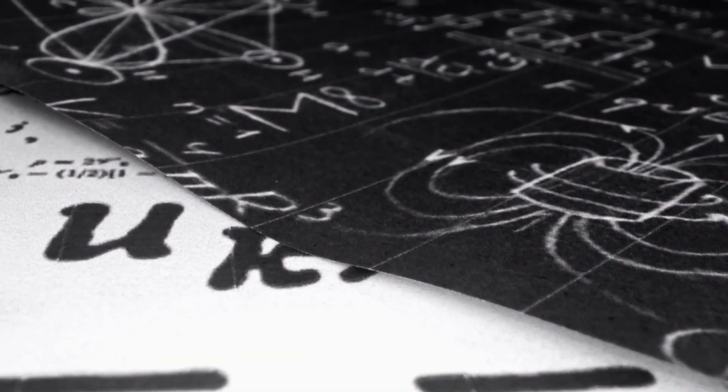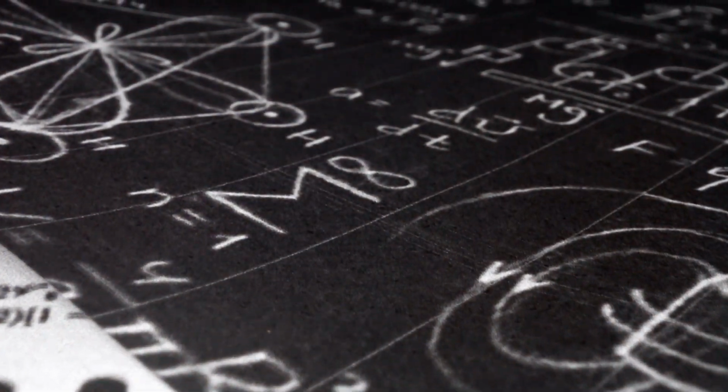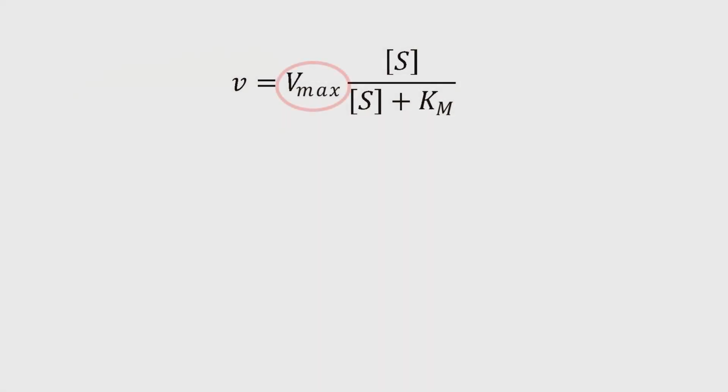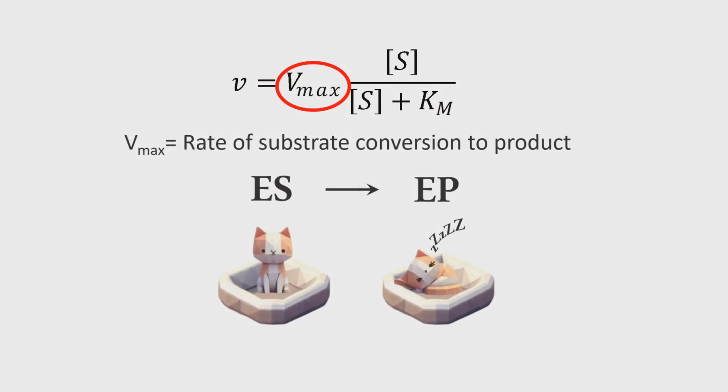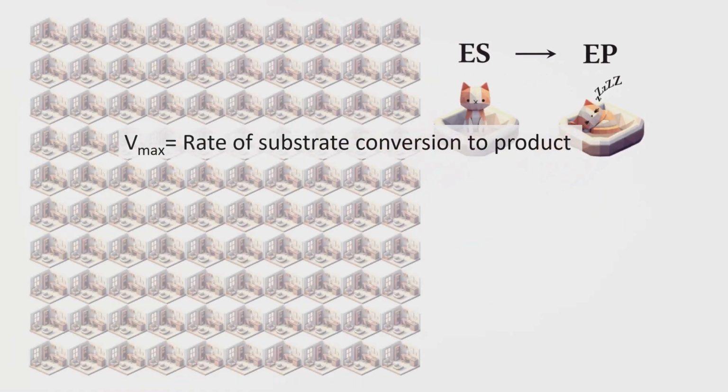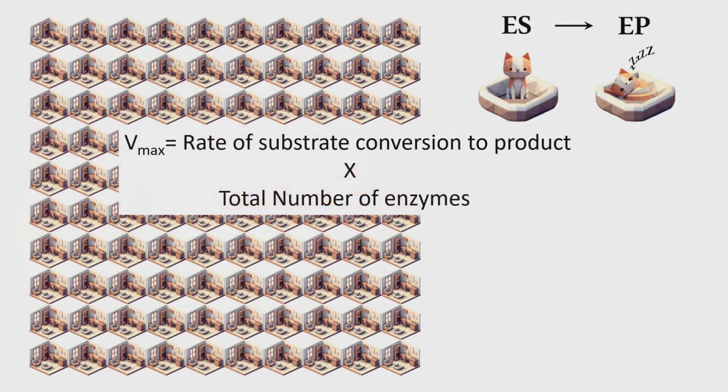All binding curves work on this relationship, and the only real difference between the Michaelis-Menten equation and other binding curves is the addition of the term defining the enzyme's catalytic rate, known as the maximum reaction rate, or Vmax, which is a reflection of the catalytic rate of each enzyme multiplied by the total enzyme population.